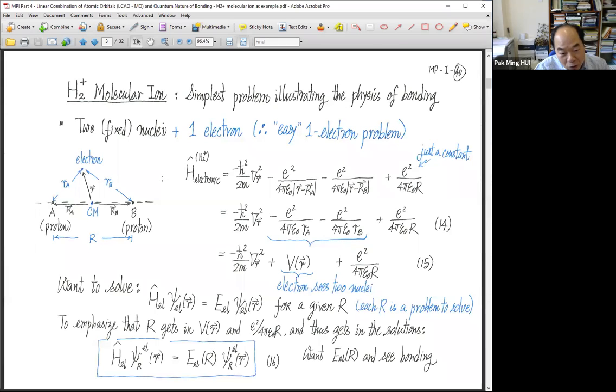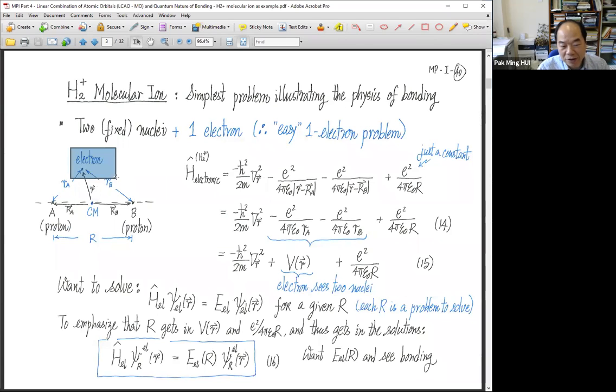Here, I try to draw a picture of it so that you understand what I wrote down. AB, separation given as R, this is a parameter. One electron only, the coordinate from something called the origin, so center of mass, for example, is small r. The separation from the electron to A is called RA, the other RB, etc. Okay, so as simple as that.